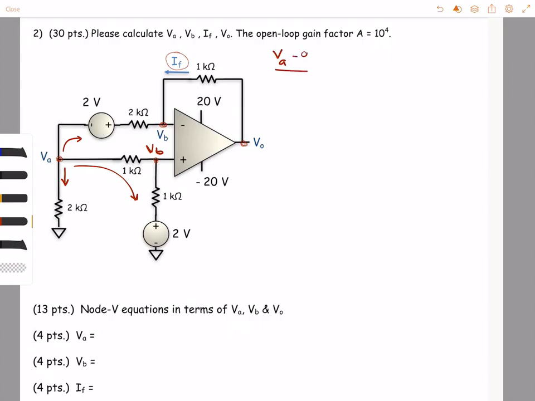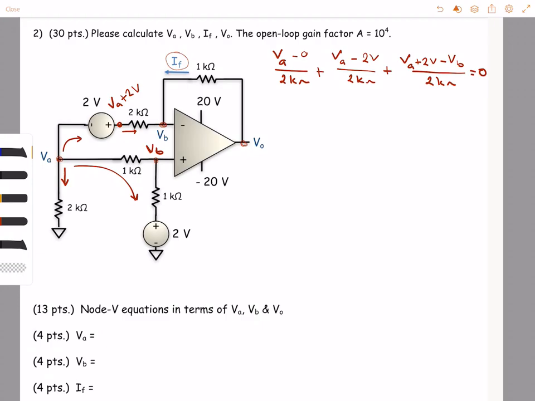We have VA minus 0 divided by 2 kilo ohms plus VA minus 2 volts divided by 2 kilo ohms plus, now in order to calculate this current here, I need to know what this voltage is, which is VA plus 2 volts. So it is VA plus 2 volts minus VB divided by 2 kilo ohms equals 0. So this is one equation that we have.